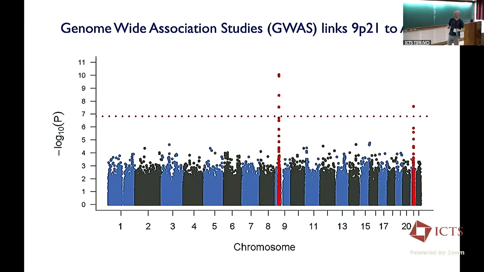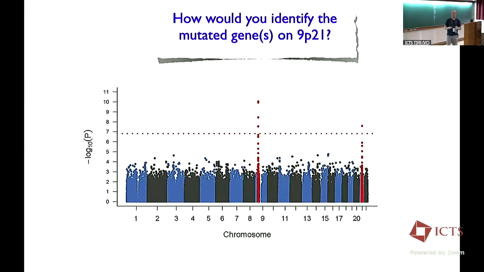And there was an association peak on chromosome 9, 9p21. And they identified that region. So it's sort of like saying, I know that the house is on this street, but I don't know what the house number is. You sort of know where the street or the neighborhood is. And because this seemed like the most common cause of ALS, but the gene wasn't known, it was an international search for this gene.